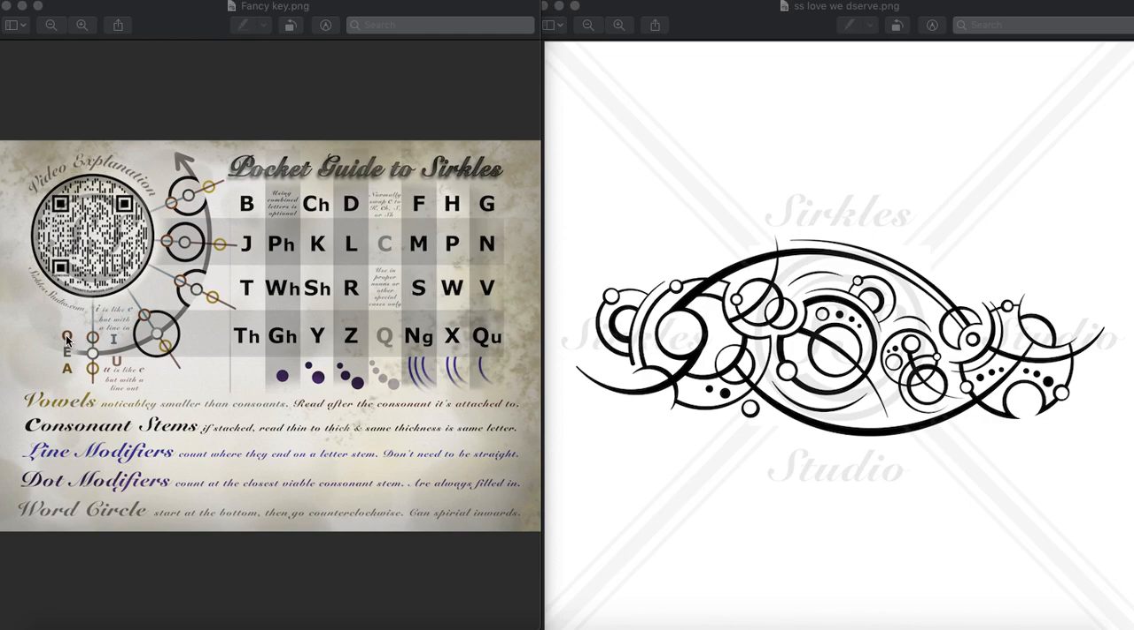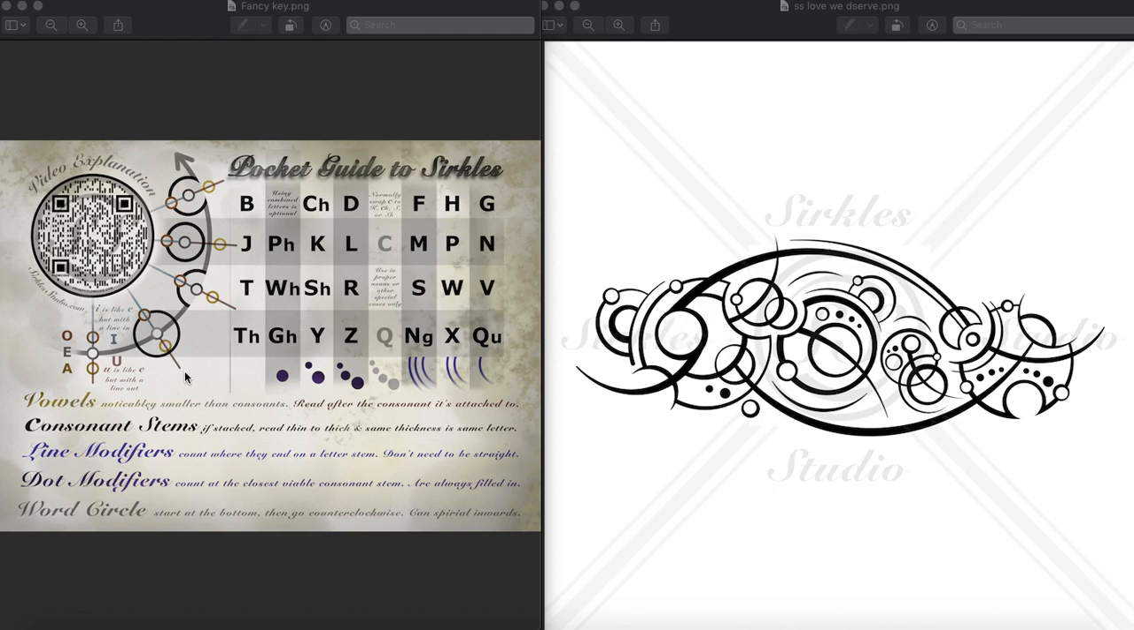Gotta talk about vowels. Vowels are these smaller circles here. They have different positions depending upon which vowel they are and whether they're attached to one of these consonant stems. So all these little circles are vowels. That one is not a vowel. This is the vowel on this word. So let's go ahead and read this design.